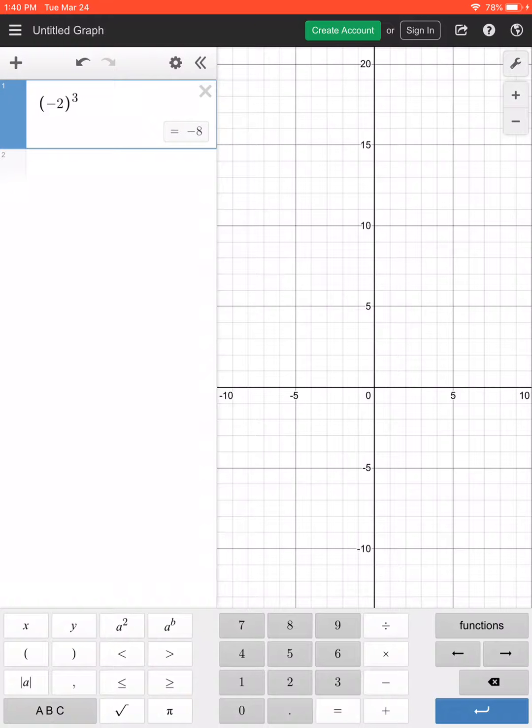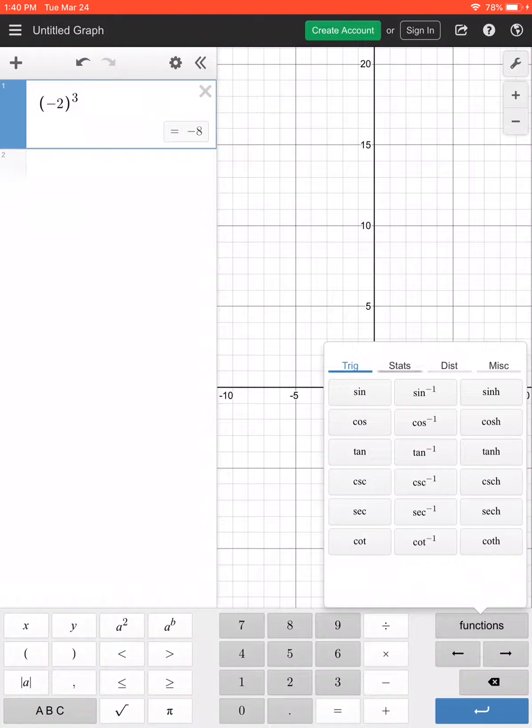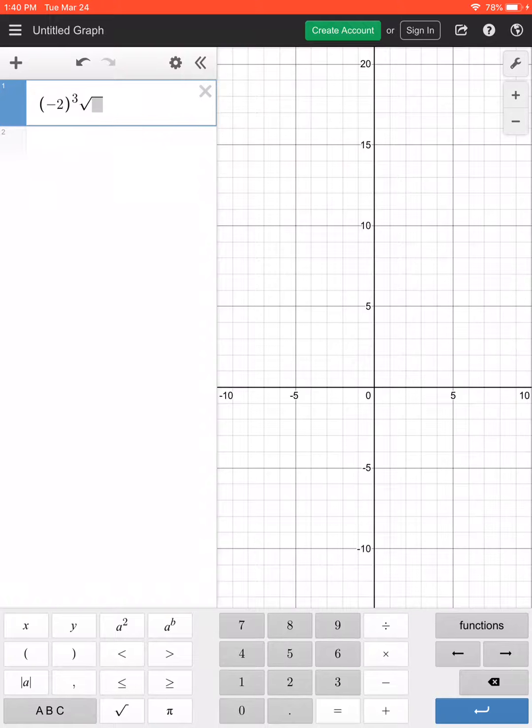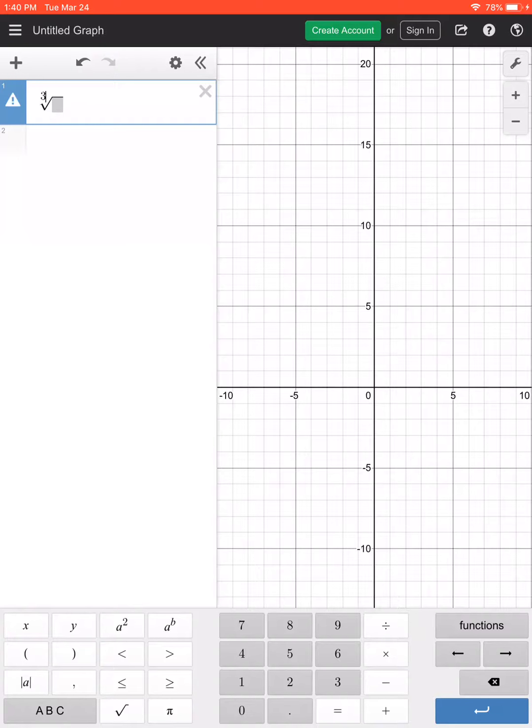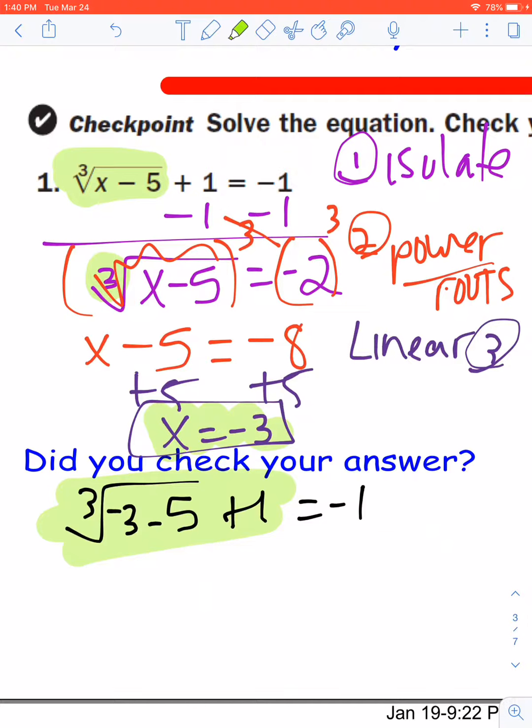Let's see if I can get a cube root on here. Here we go. Oops, I didn't clear that. All right, let's get the cube root. So I want the cube root, and I have negative 3 minus 5. Then I'm going to go on the outside of it, and I'm going to add 1. So do you see how I can just type in that whole left side on my calculator? And this is negative 1, and negative 1 equals negative 1, and that checks.